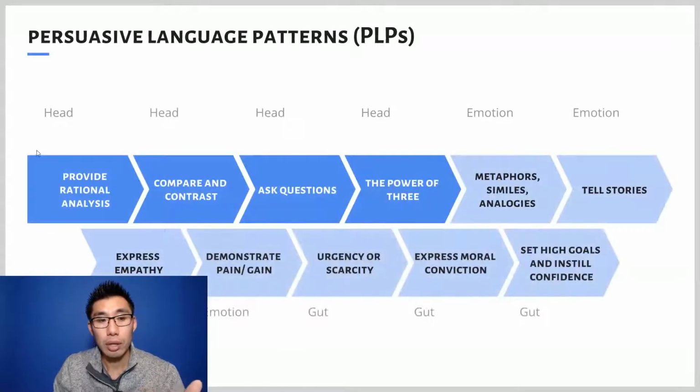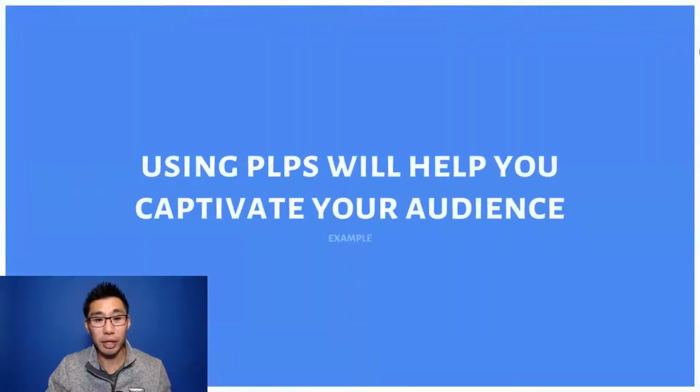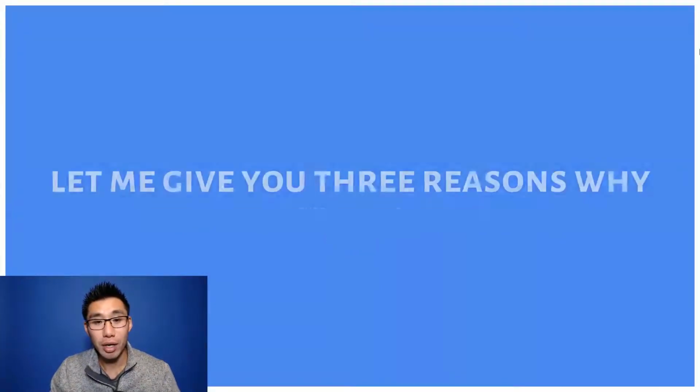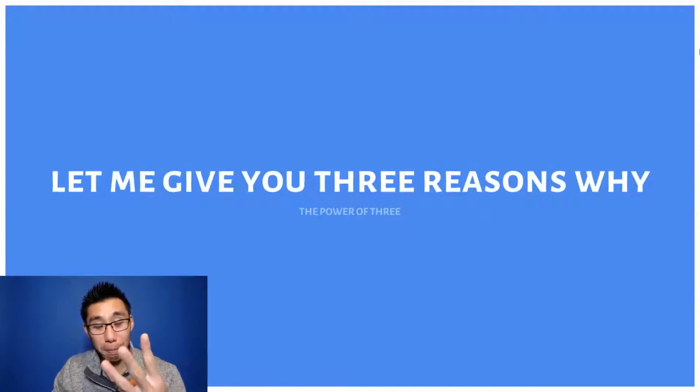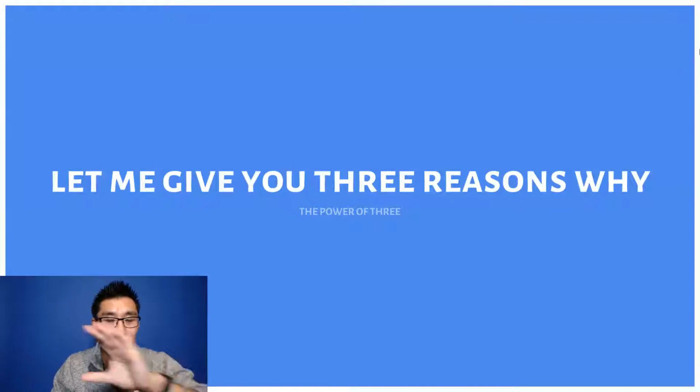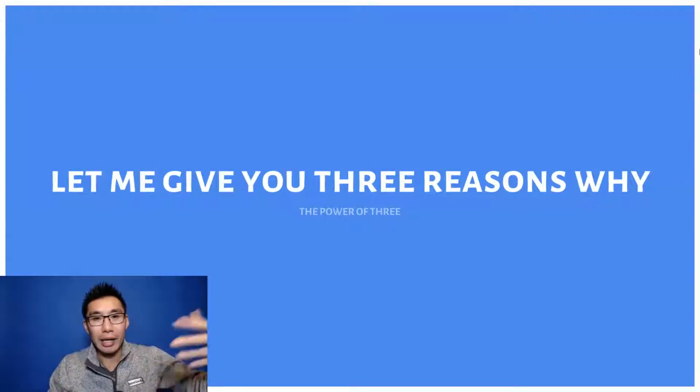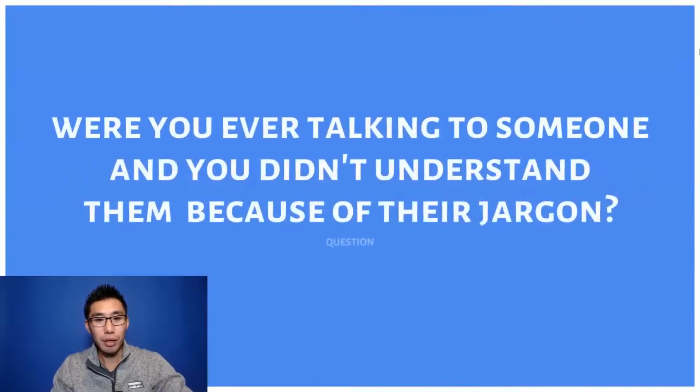And right now, to give examples first, we're going to talk about the head side of things: provide rational analysis, compare and contrast, ask questions, and the power of three. So the example is, this is the point: using PLPs will help you captivate your audience. Let me give you three reasons why, okay? I just used the power of three. Again, I'm using all the head PLPs right now.